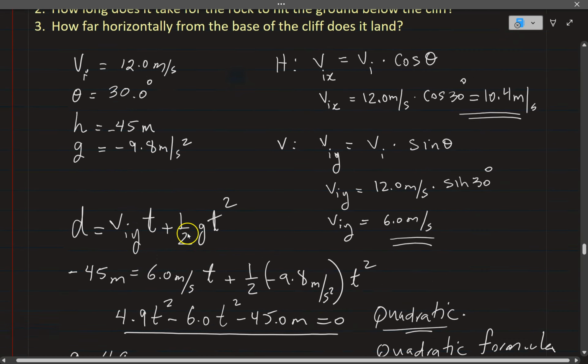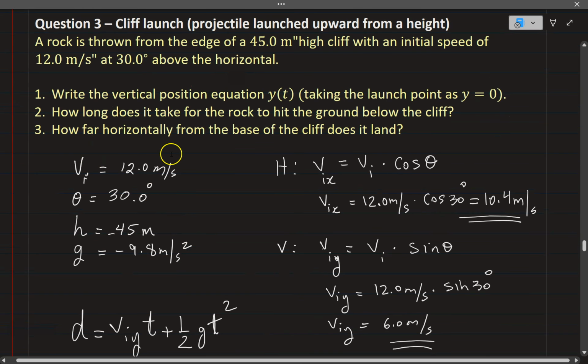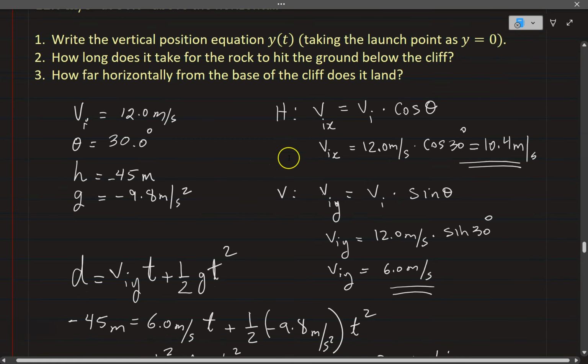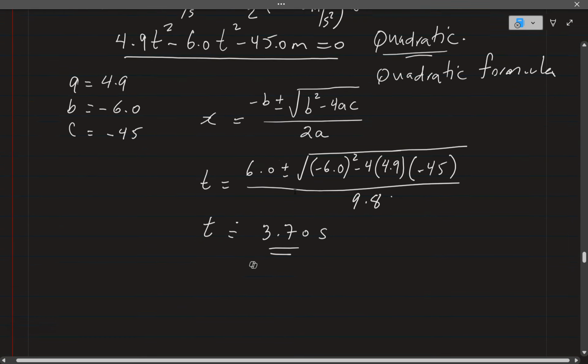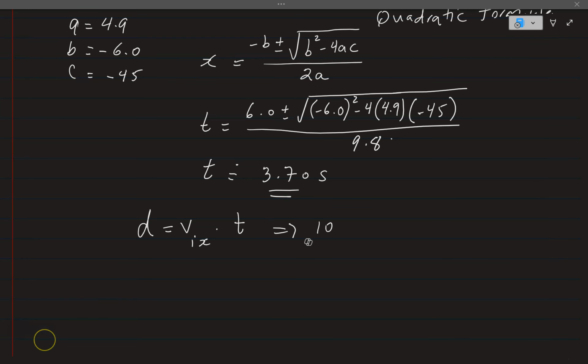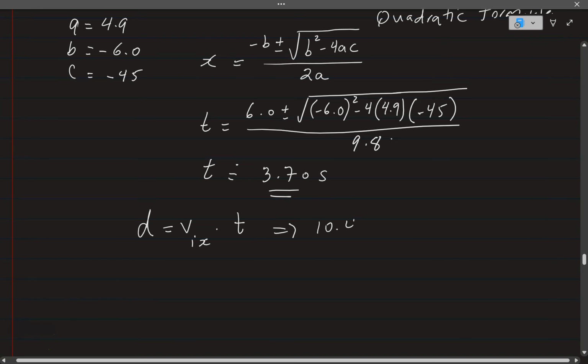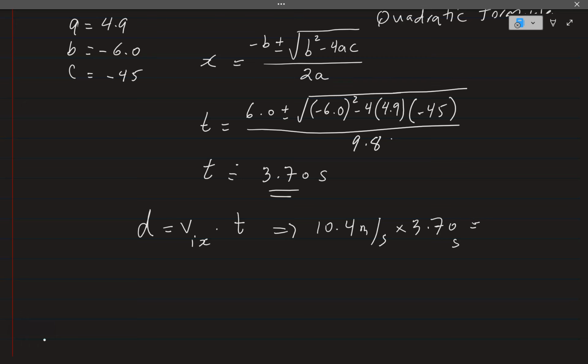Okay, now let's look at the last question: how far horizontally from the base of the cliff does it land? We're going to use the horizontal component of the velocity, which is right here, and we already know the time. We can find the distance, and that's just straightforward. Here it is, 10.4 meters per second. You multiply that by 3.70 seconds that we found, and that becomes 38.5 meters. That's the range, the distance from the base.